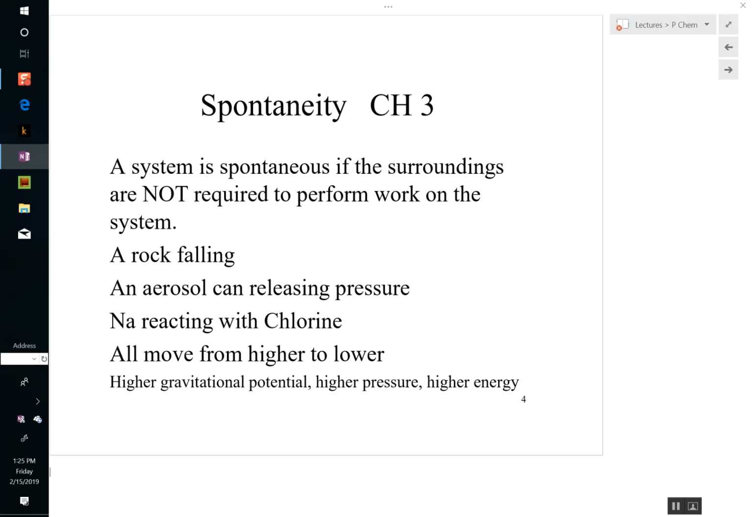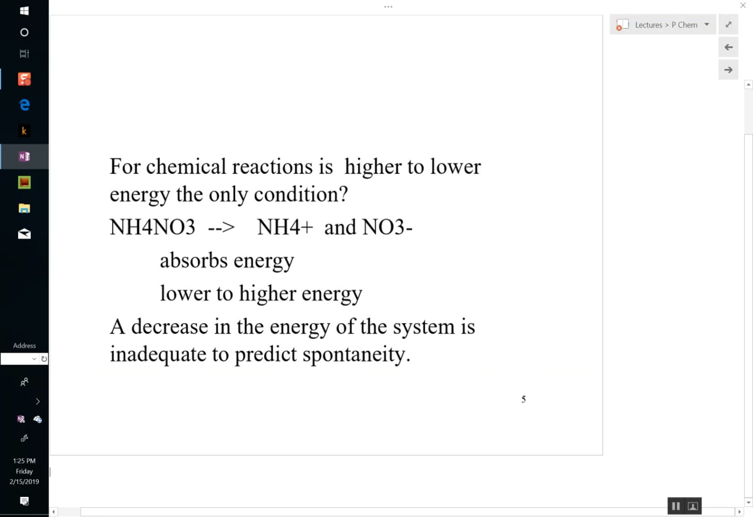A rock falling, an aerosol can releasing, sodium reacting with chlorine, they all move from higher to lower. Higher gravitational potential to lower, higher pressure to lower, higher chemical potential or energy to lower. So it's always kind of moving from higher to lower.